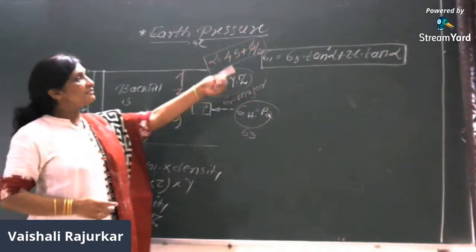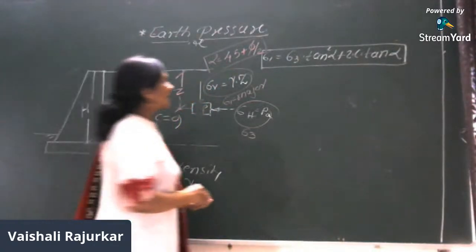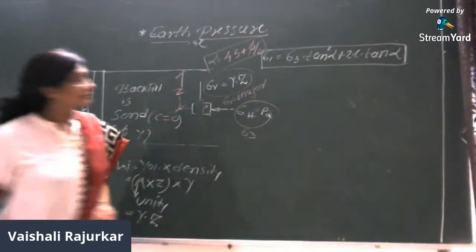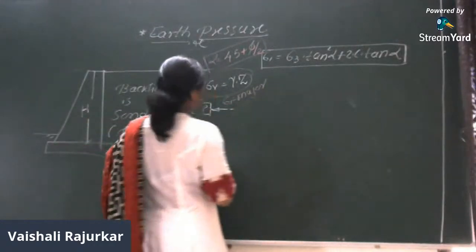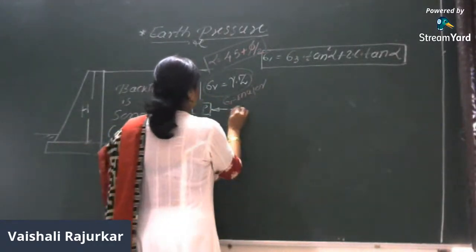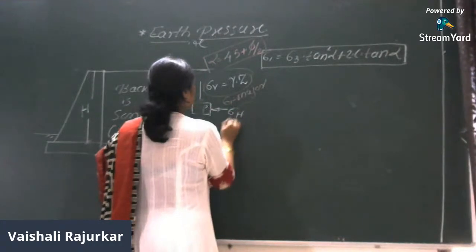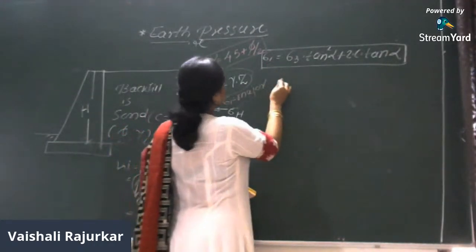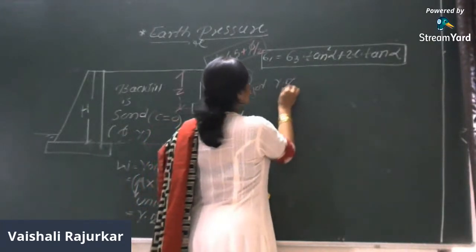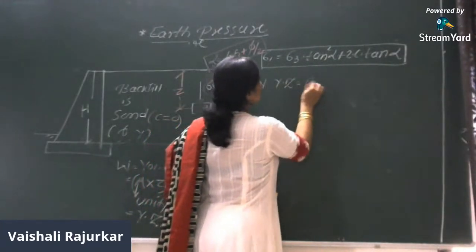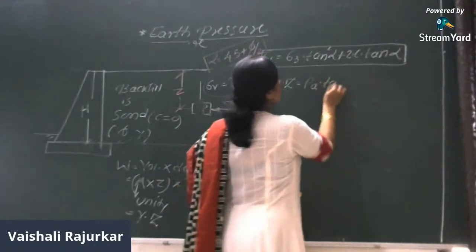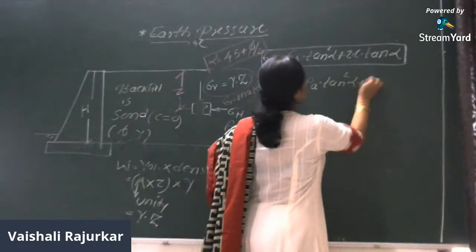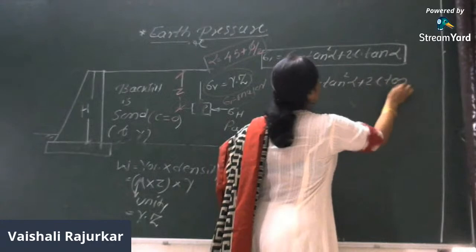That sigma 1 is the major principal stress and this is the minor, right? So in this case we will assume the same thing. I just write down and rewrite the equation. This is sigma H, which is PA. Sigma V will be considered as gamma into Z. Then sigma 3 we will assume as PA, that is tan square alpha plus 2C tan alpha.